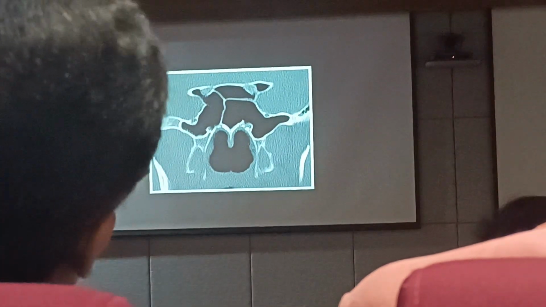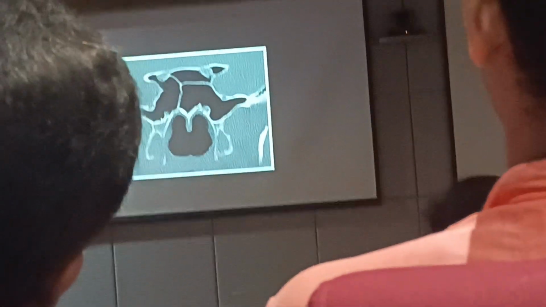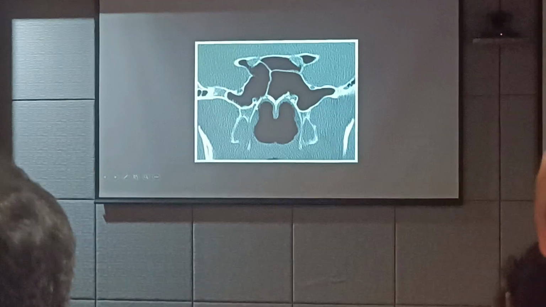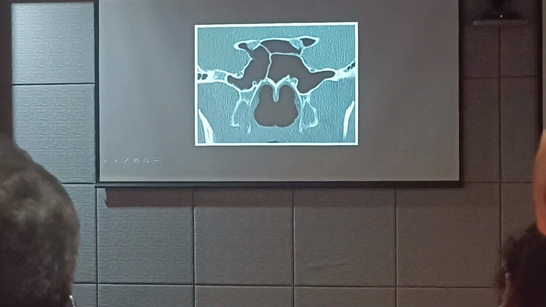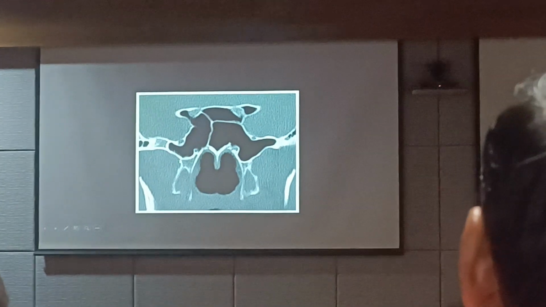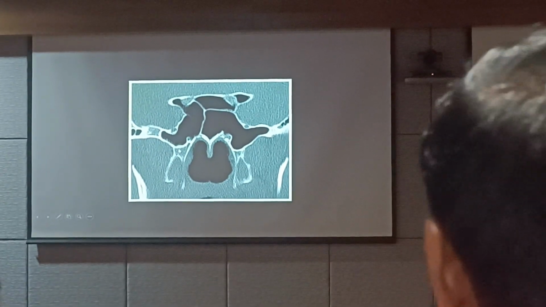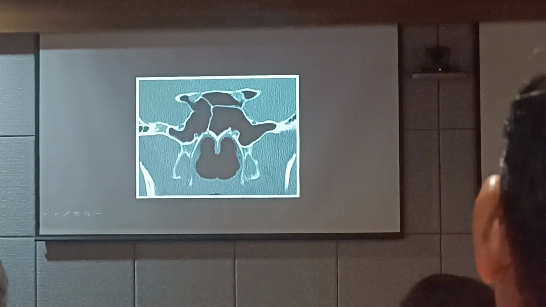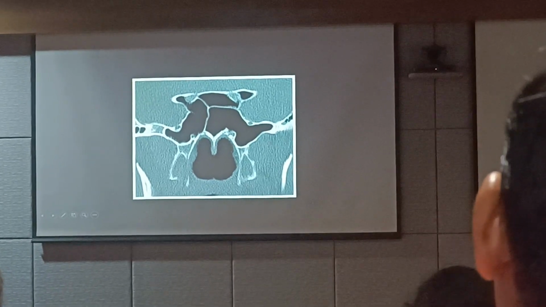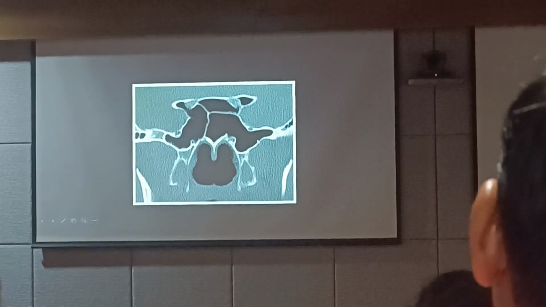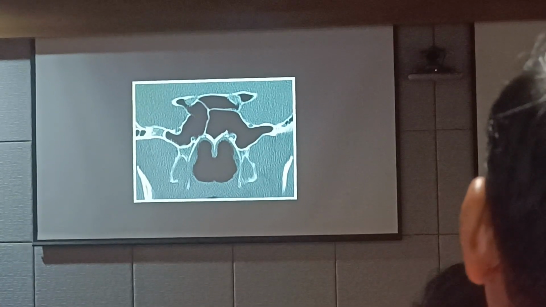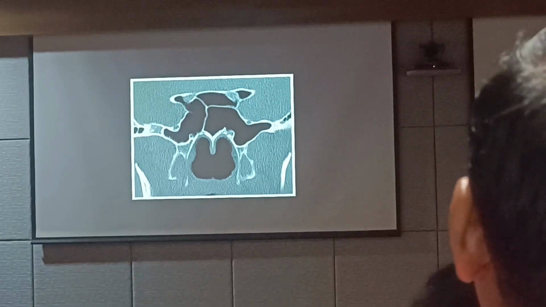The Vidian and foramen rotundum are sometimes next to each other. But if there is pneumatization between the Vidian and the foramen rotundum, and this pneumatization involves the pterygoid base, this is the pterygoid base, with the medial and lateral pterygoid, then this is called the lateral sinus. Is this clear to everyone? Clear? Say yes. Yes. Okay, good.